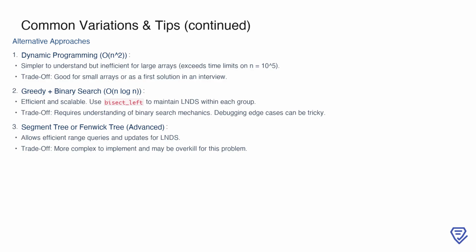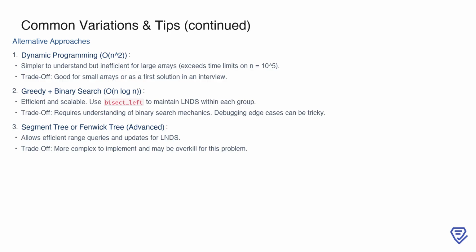A more efficient alternative is the greedy approach combined with binary search. This method operates in O(n log n), and leverages bisect_left to maintain the longest non-decreasing subsequence within each group. While this approach is highly scalable, it requires a solid grasp of binary search mechanics, and debugging edge cases can be challenging. For those looking to explore advanced techniques, segment trees or Fenwick trees offer a way to perform efficient range queries and updates for LNDS. However, these structures are more complex to implement and might be overkill for this specific problem.